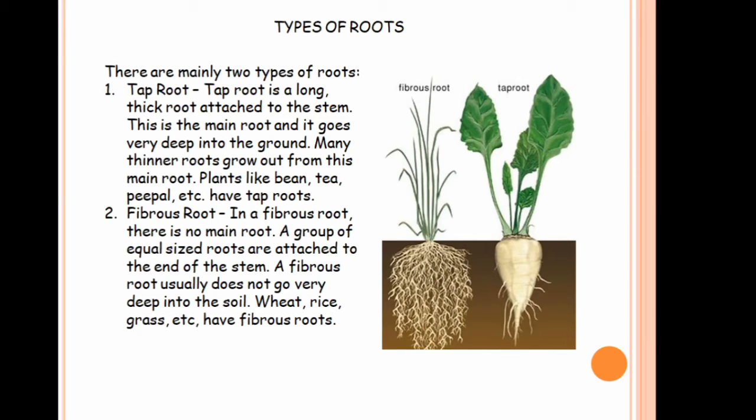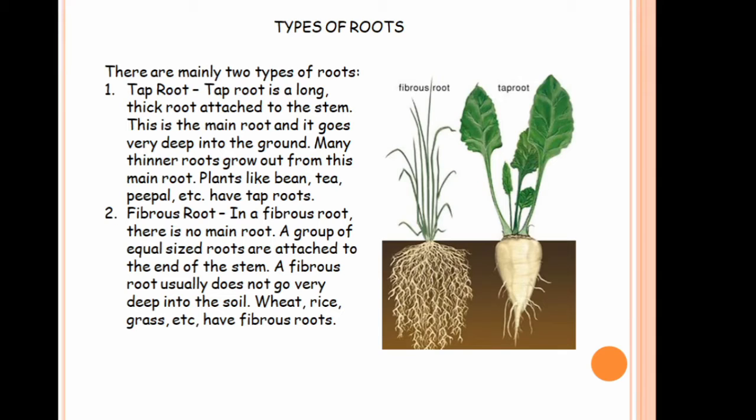Types of roots. There are mainly two types of roots. Taproot. Taproot is a long, thick root attached to the stem. This is the main root and it goes very deep into the ground. Many thinner roots grow out from this main root. Plants like bean, tea, peepal, etc.